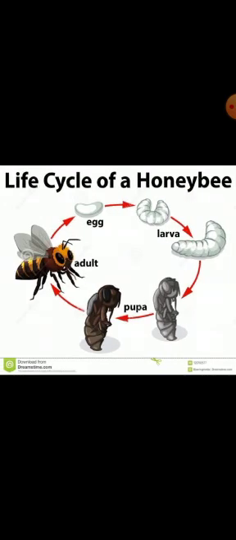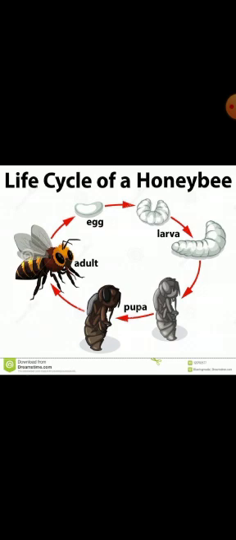Now I am going to show you different life cycles of different living things. First we have the life cycle of bee in our unit, and the honey bee is a living thing, and I'm going to show you the picture of the life cycle of bee. This is the life cycle of honey bee.